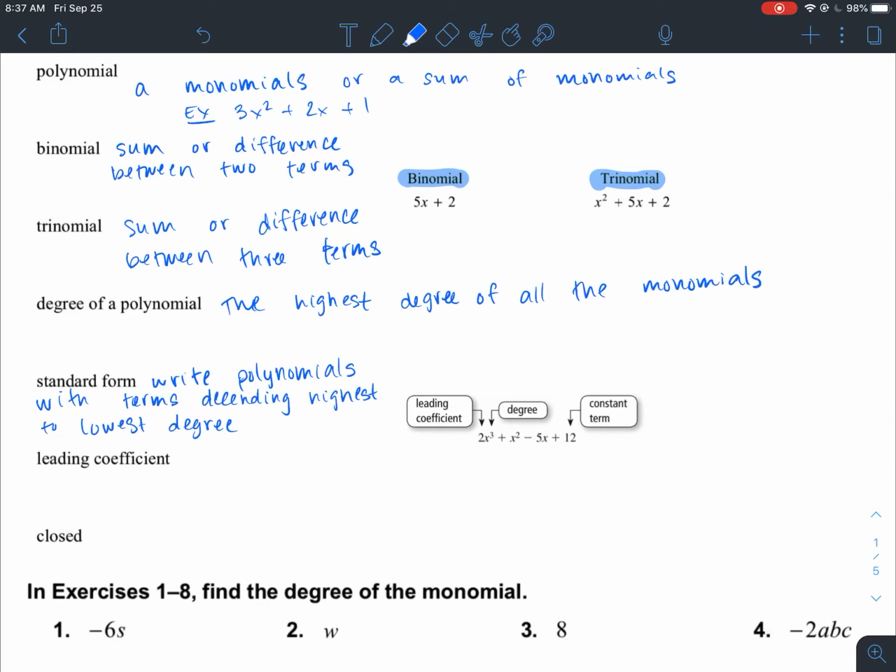Okay. The leading coefficient is the coefficient with the leading term. Okay, so right here, this is your leading term, right? So the coefficient next to it, the number next to it, is the leading coefficient. So in this case, it would be 2, right? And our leading term is 2x cubed. Okay, so all this is pretty simple, right?